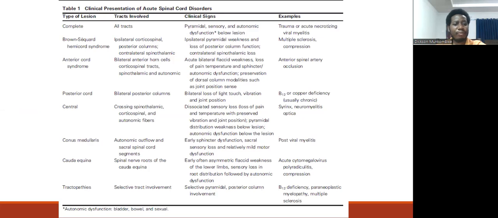This is another table which is worth looking at. I think you can find such tables in most textbooks. So you can look for clinical presentations of acute spinal cord disorders. I believe this is a very, very important table. I would wager even for the MCQs, you could find a few questions which try to talk about these spinal cord syndromes.